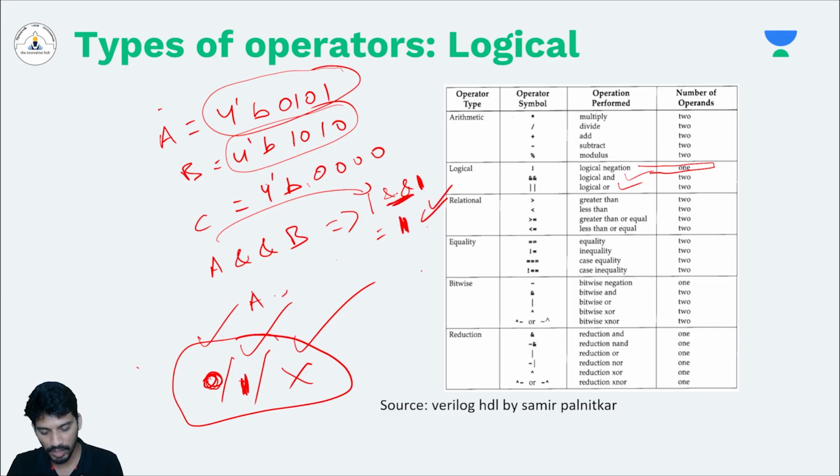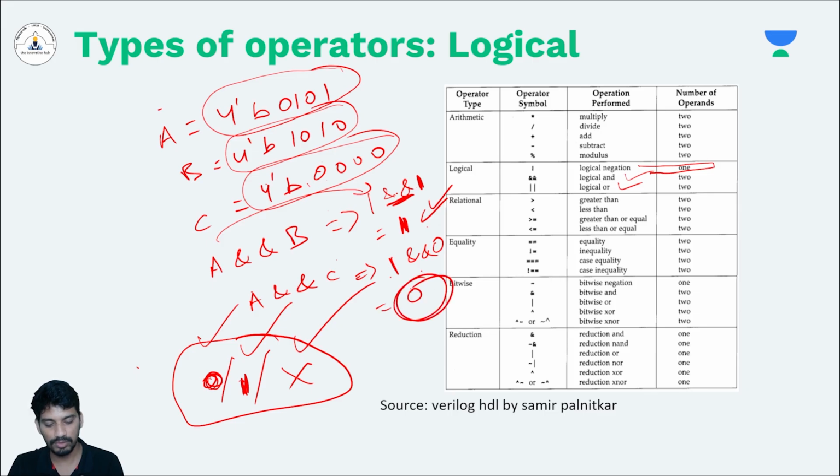Similarly, if I do A and C, then A is 1, and since C is a value of 0, 1 and 0 will result in an output of 0. So this is the output of logic operators, and if you have any X inside the logic operators, it will go to X. If you have any operand that is X, then your output will be X.